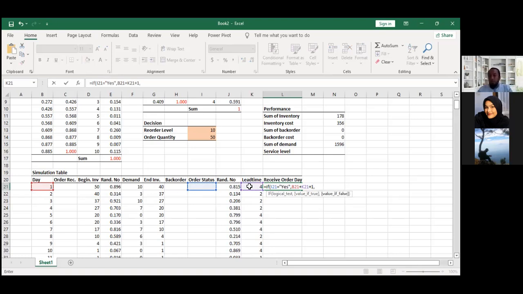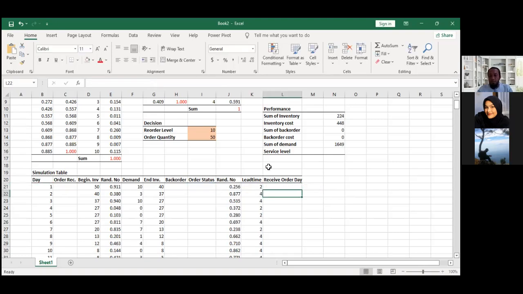If no, then it will be blank, and after that we can enter. Let's say the order status is yes, just for example. So we order at day 1, we need to wait until 4 days: 1, 2, 3, 4, 5. So we receive the order at day 6. That's correct.